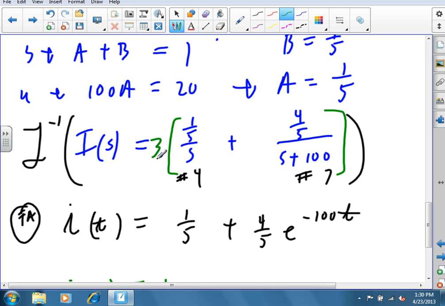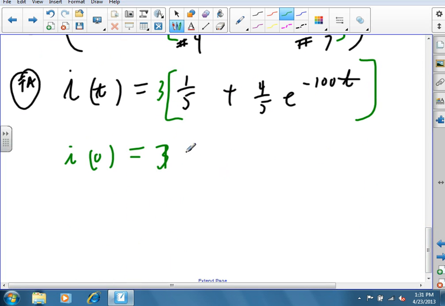I have a 3 sitting here. I have a 3 sitting there. I've got a 3 sitting here, check. Okay. Moving on to the next one. Number 20.